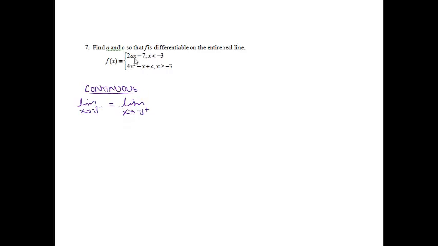If I plug negative 3 in from the left, I'm going to get 2a times negative 3 minus 7, and that gives me negative 6a minus 7. From the right side, if I plug in negative 3, I'm going to get 4 times negative 3 squared minus negative 3 plus c. That's 36 plus 3, which gives me 39 plus c. In order for it to be continuous, those two have to equal each other. Notice there are two variables in my problem, so at this point I cannot solve for a or c. So the next thing I'm going to look at is differentiability.